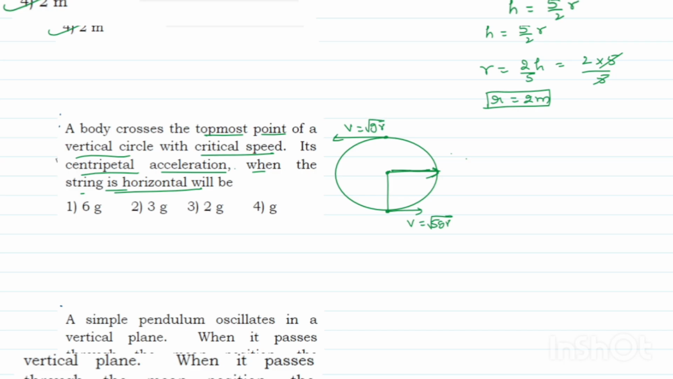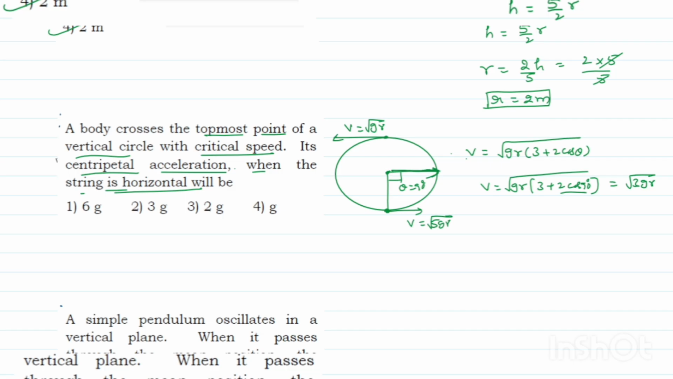So if you want to calculate the velocity at any point, you can take the basic formula: v equals root of gr into (3 plus 2 cos theta). When the string is horizontal, the theta value will be 90 degrees. You just put the value here. V equals root of gr into (3 plus 2 cos 90), and cos 90 becomes 0. So the velocity will be root 3gr. So the velocity at the horizontal will be root 3gr.